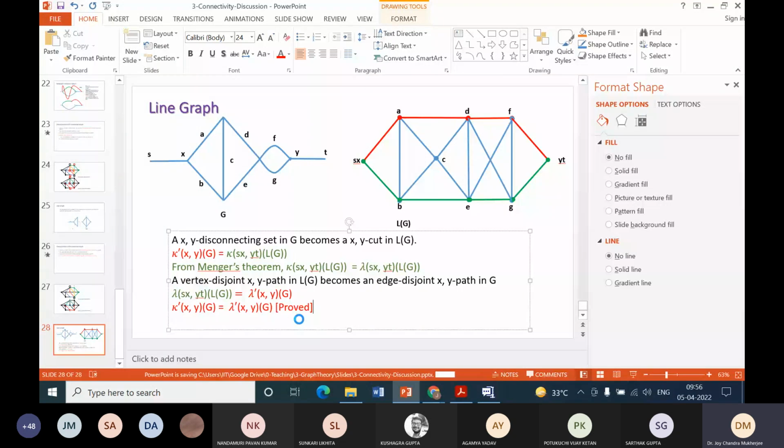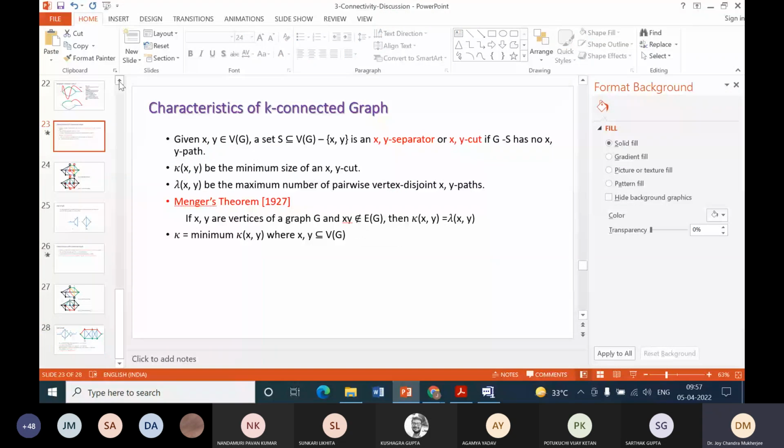Now with this we end the theory part of connectivity. From the next class we will start discussing max flow min cut and its different variants. So with this I end this chapter. This part is important because it gives you a prelude to max flow min cut, and those things we will discuss later.